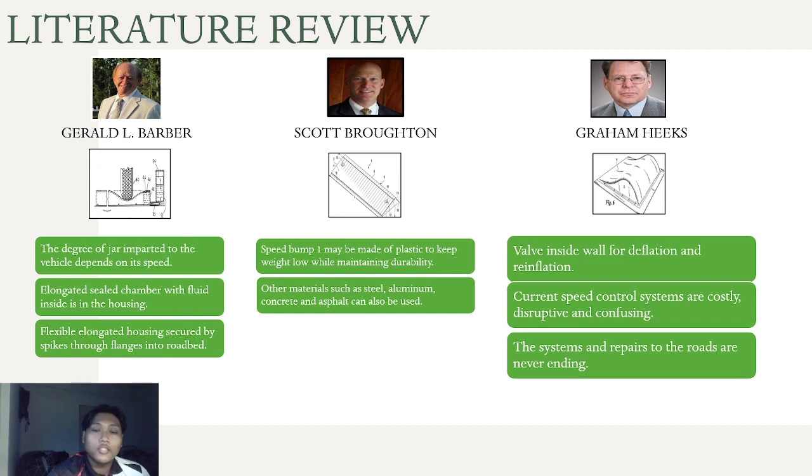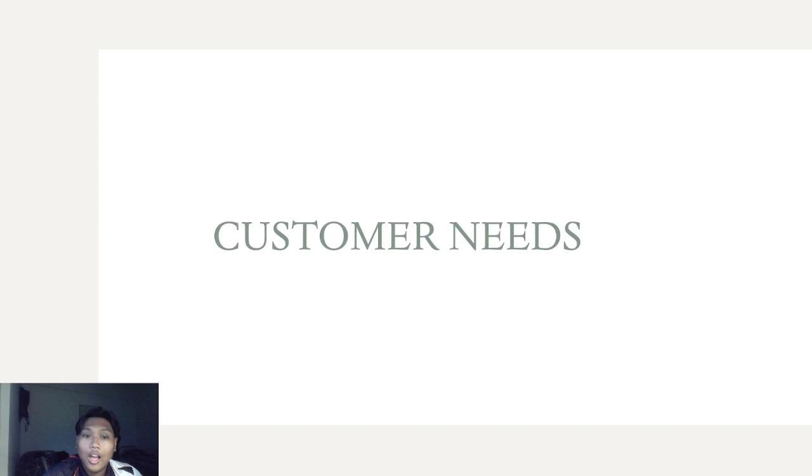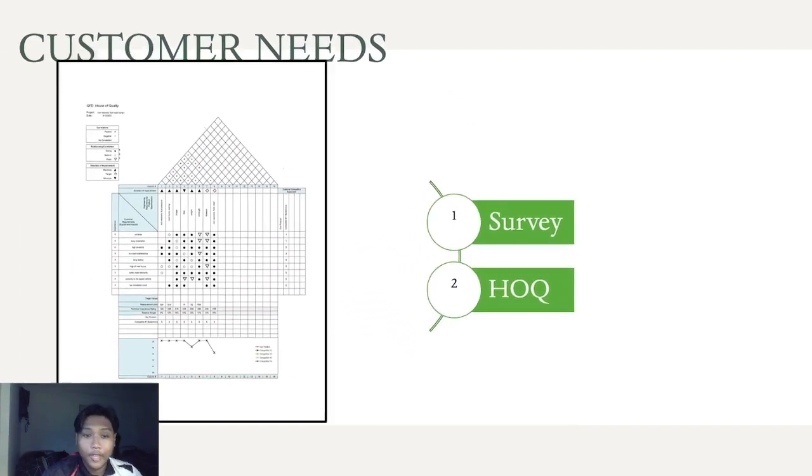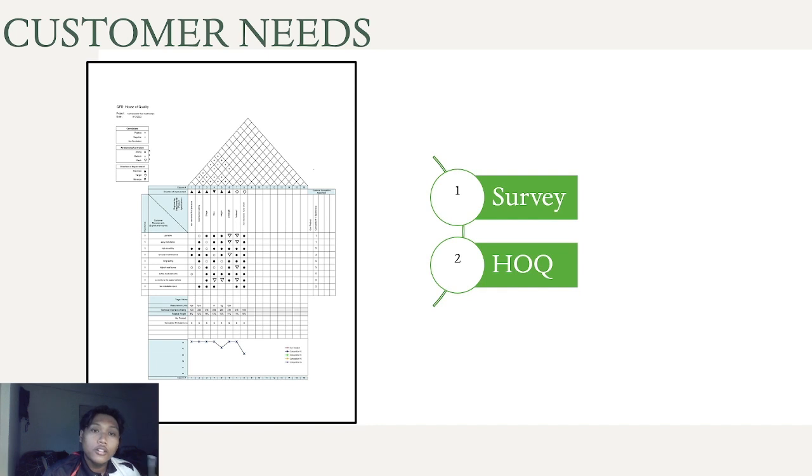Okay, from these three literature reviews, we get all the information for the road bump. To develop the road bump, we consider first the degree, the material of the road bump, the housing of the road bump, and the system of the road bump. Let's go to our concept, our customer needs. How can we get customer needs? First, we did a survey using a Google Form in our first assignment. And from the Google Form, we can do the house of quality.